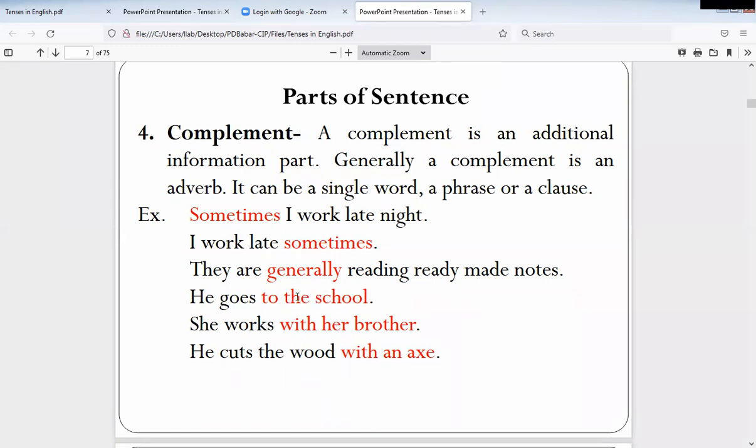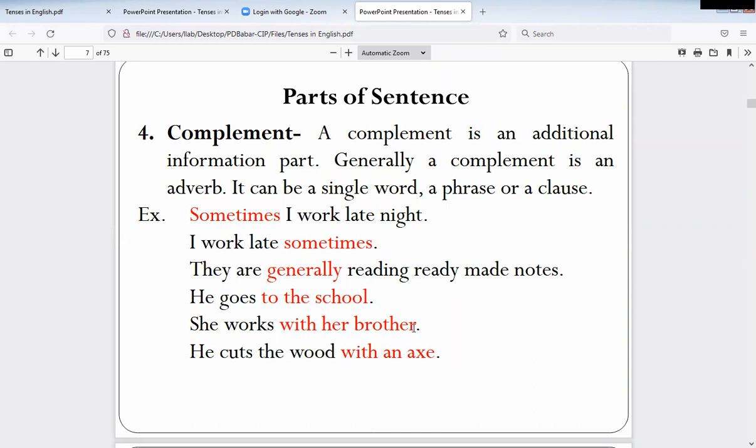Okay, because here to is what? I think it is the preposition, the is the article, and school is the noun. So school is the noun, and it is the important part of this phrase. Okay, it is the dominant part of this phrase, and that is why to the school is called a noun phrase. Okay, he goes to the school. So here to the school is called the complement. Then see the next example.